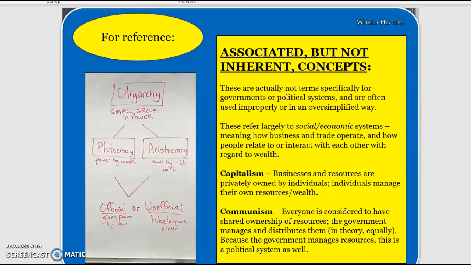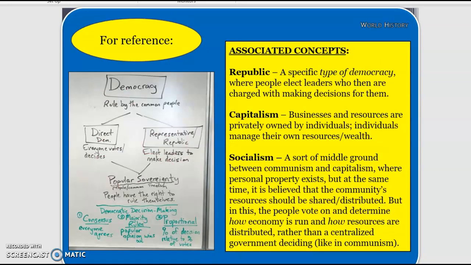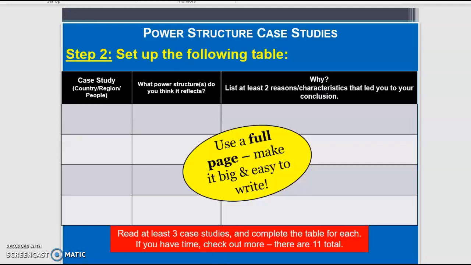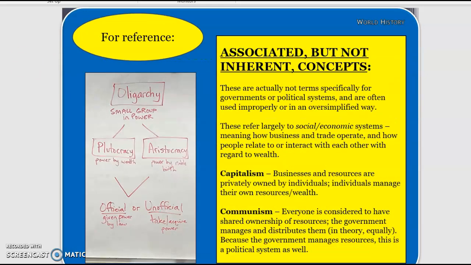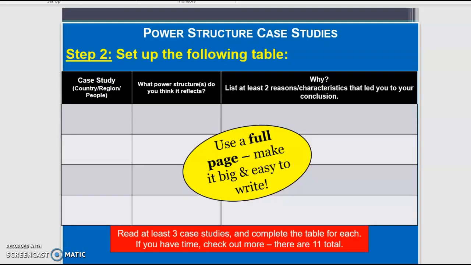To look and say, where does Athenian fall? I almost said it. What kind of power structure do you think it is and why? So you want to name a couple of the characteristics, right? And if you want to look for where those characteristics are, again, go back to these reference slides. They will help you. All right, so you fill this out.